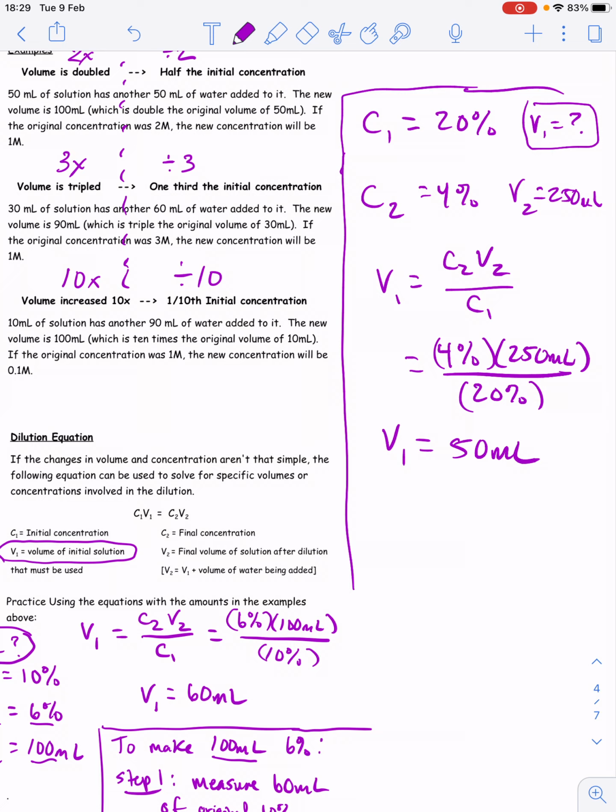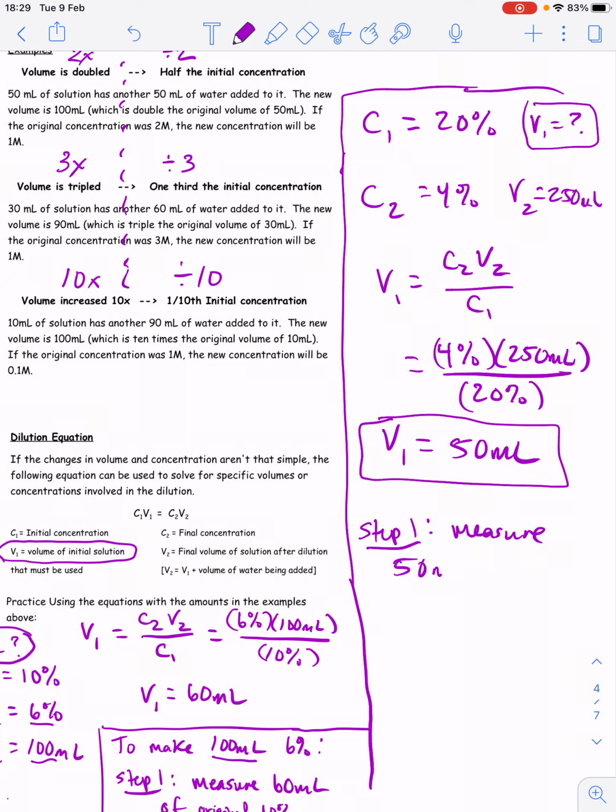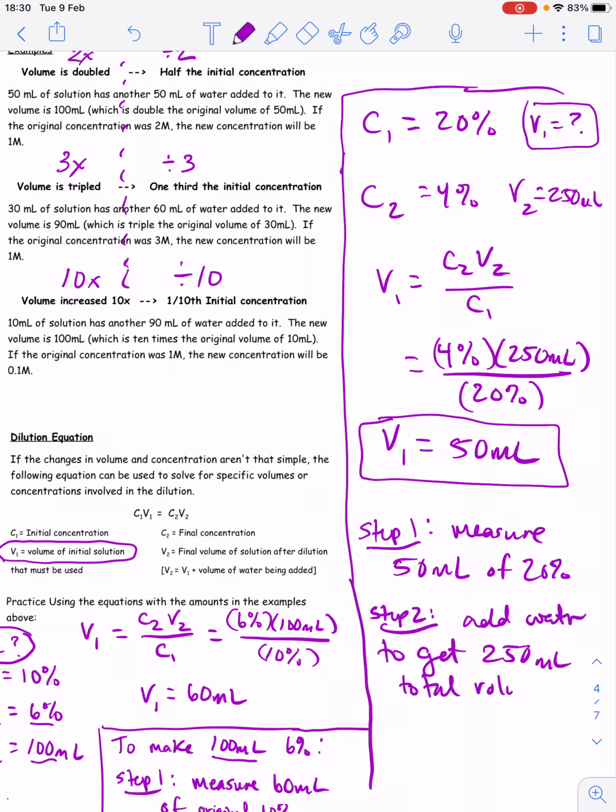And you can use the calculator for that. So I solved that V1 is 50 milliliters. That's how much of the original solution I need. Again, what would my steps be? Step 1, measure 50 mL of the 20% solution. Step 2, add water to get 250 mL total volume. And yes, I know I'll be adding about 200 mLs, but I'm going to make sure that the final combined volume is 250. And now I'll have 250 mLs of a 4% solution.